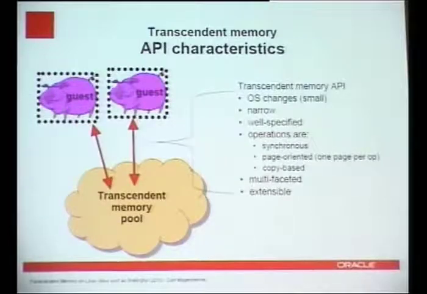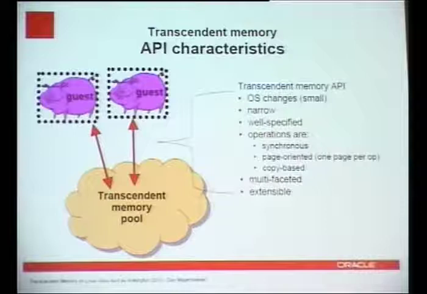So first, the API does require awareness by the OS. So it requires changes. Some people call that paravirtualization. You can't take an unchanged kernel and use transcendent memory. So you can't run Windows if anybody in the room wanted to do that. The changes, however, are very, very small, and we'll see some of that.